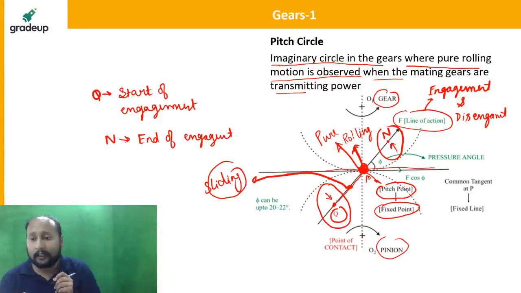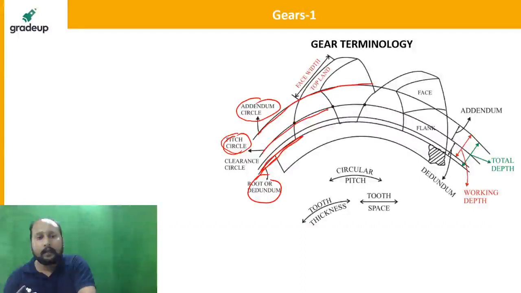Clear? Fine. Now let us go back to this diagram again. Now you have understood this is your imaginary circle which is passing through approximately the center of the teeth. Let me remove every line. Now, this circle is known as your pitch circle.